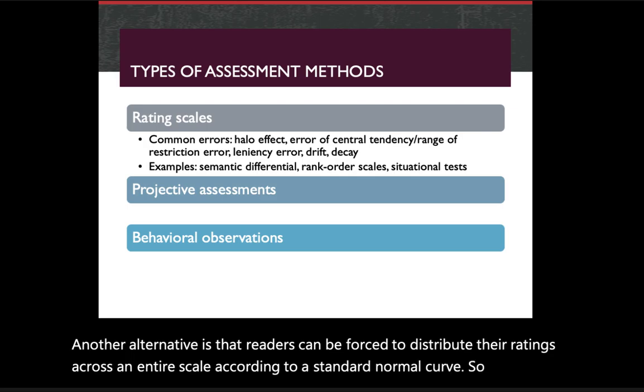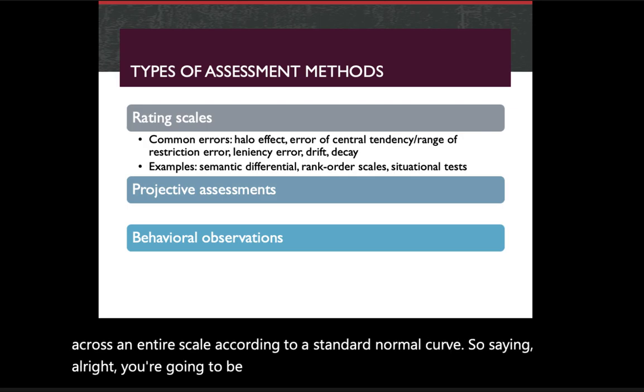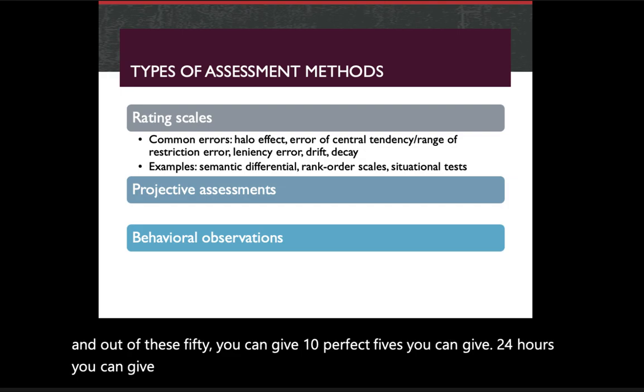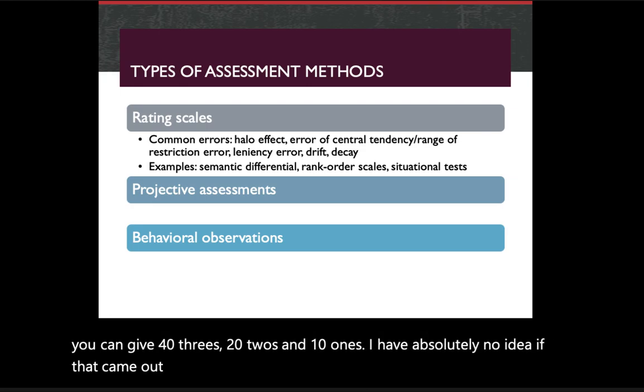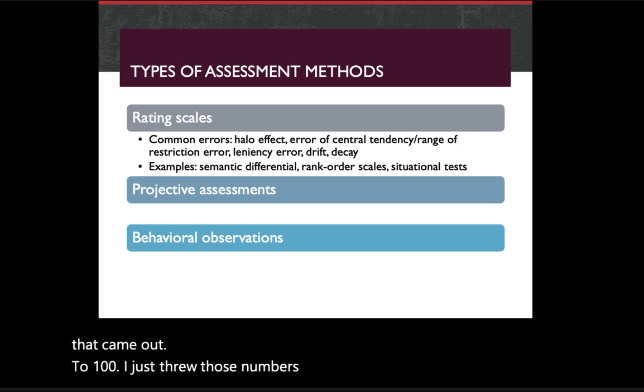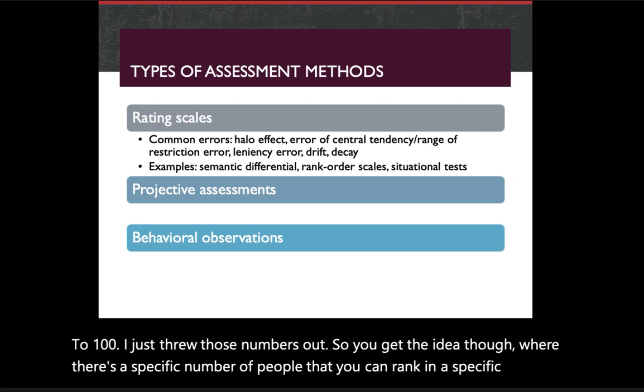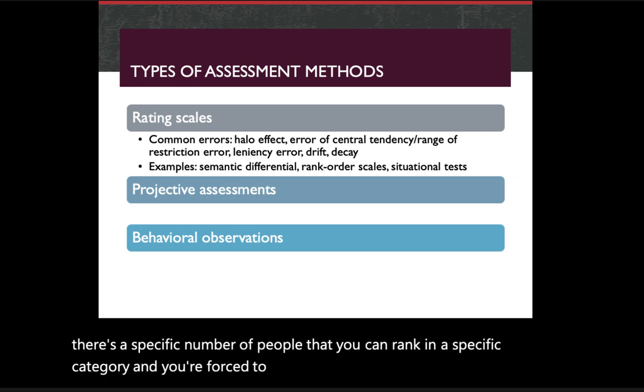So, saying, all right, you're going to be giving this rating to all 50 people in this room, and out of these 50, you can give 10 perfect fives, you can give 20 fours, 40 threes, 20 twos, and 10 ones. I have absolutely no idea if that came out to 100. I just threw those numbers out, but you get the idea, where there's a specific number of people that you can rank in a specific category, and you're forced to push people into that normal distribution.